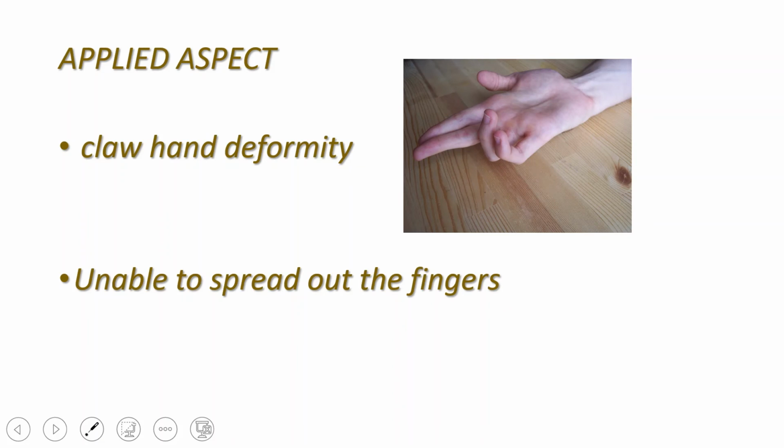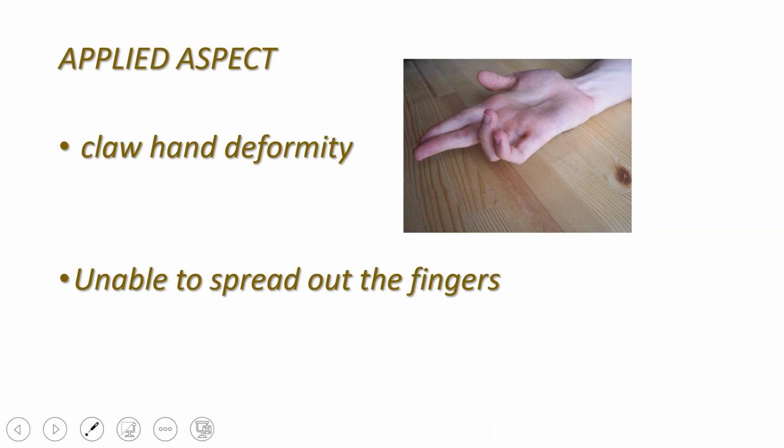Lastly, moving on to the applied aspect or the clinical importance of the ulnar nerve. The ulnar nerve is also called the musician's nerve, or the nerve which is responsible for the finer movements of the hand, because this ulnar nerve supplies the smaller muscles of the hand, which are responsible for the fine muscular movements. So hence it is called the musician's nerve.